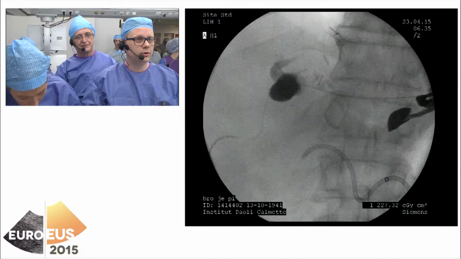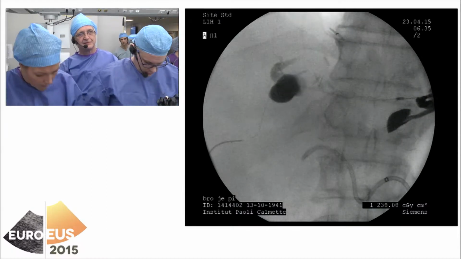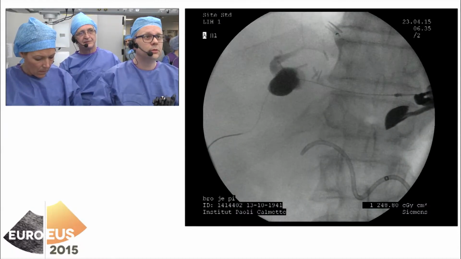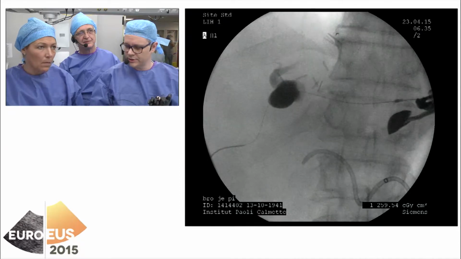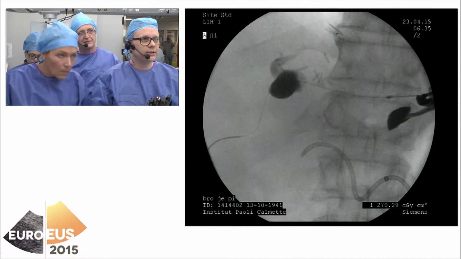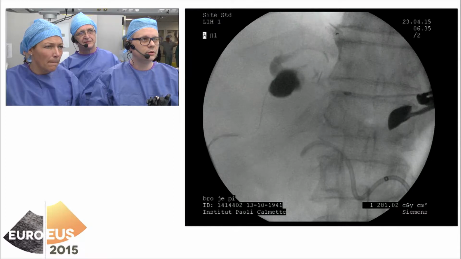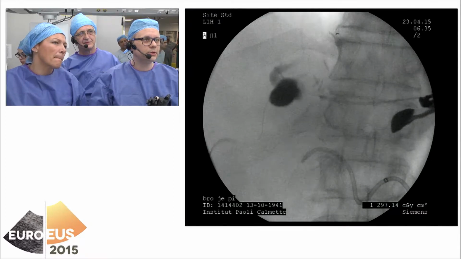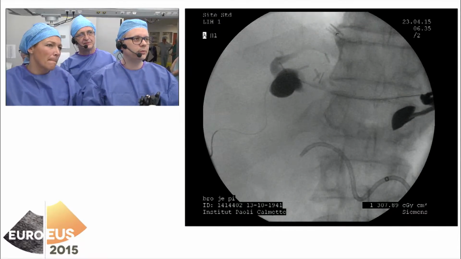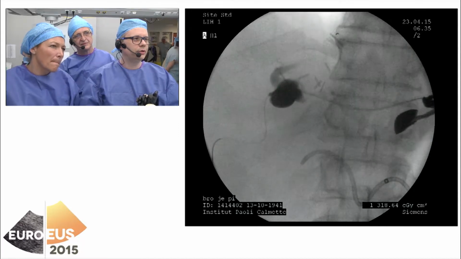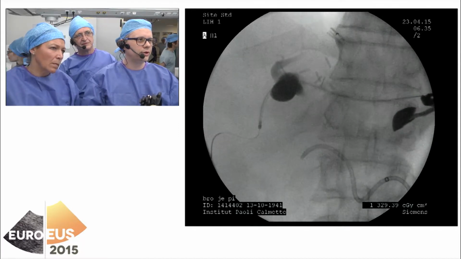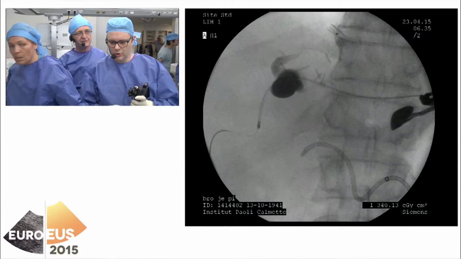So up. So we will enter with pure current inside the bile duct, and so we follow the guide wire and we try to opacify.